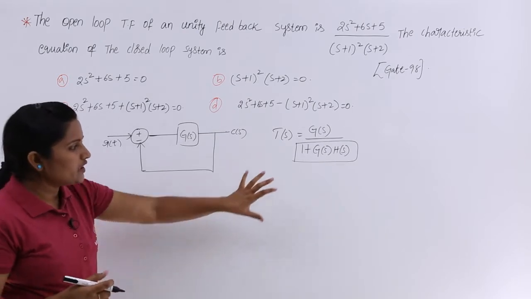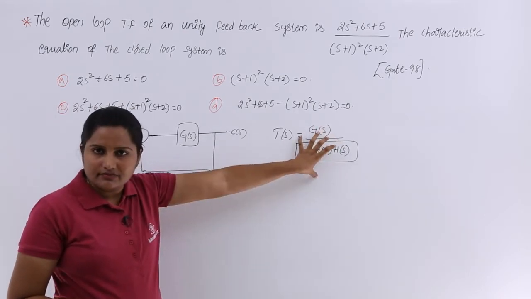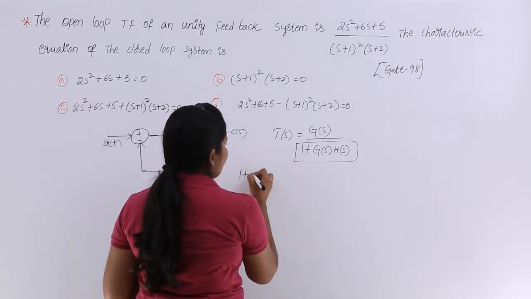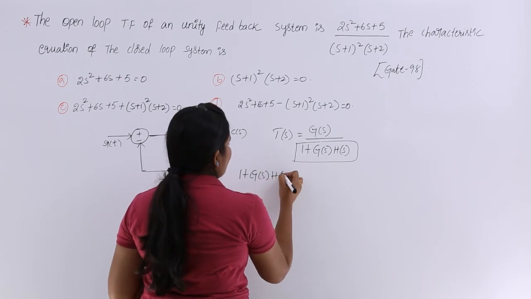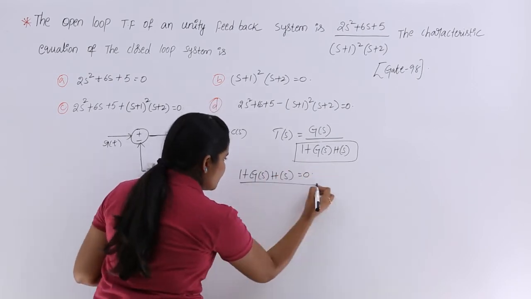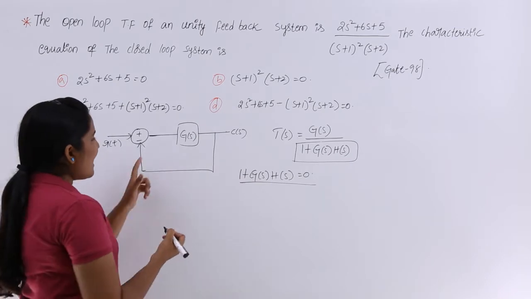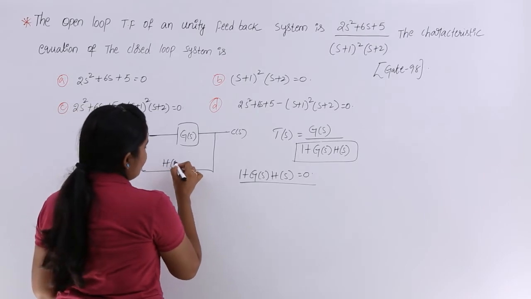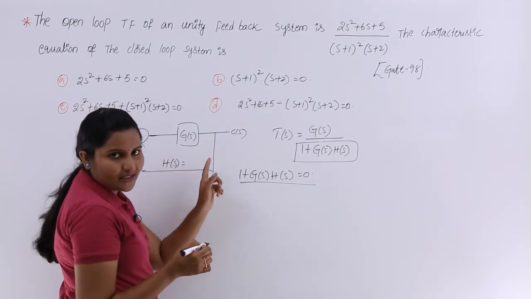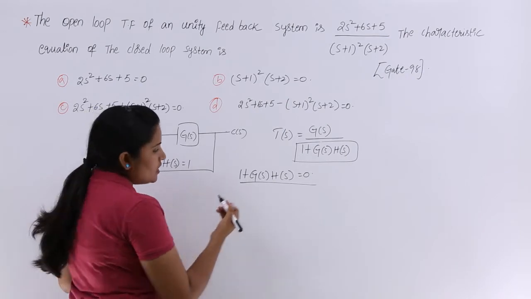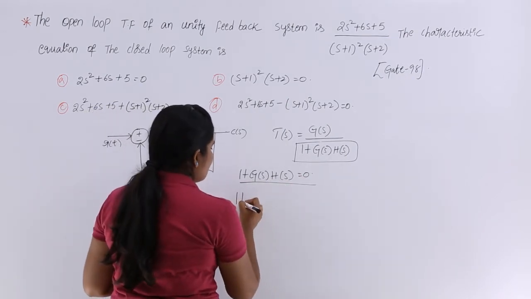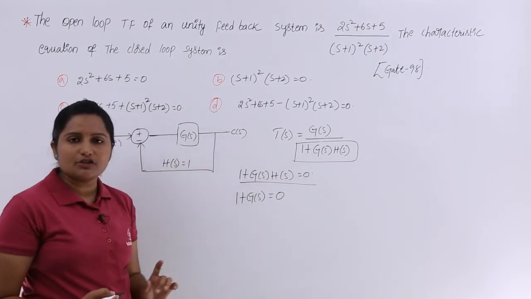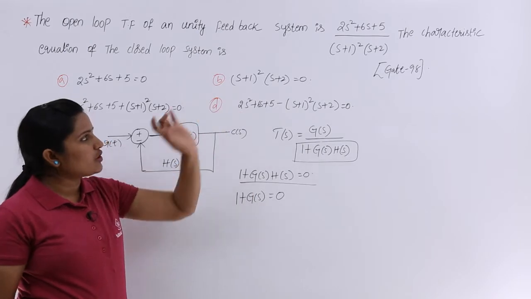Now, we need to find this 1 plus G of S into H of S. When writing it in the form of an equation, you need to write 1 plus G of S into H of S is equivalent to 0. Here, as the feedback is unity feedback, the H of S value is equivalent to 1, that means the feedback gain is 1. So, our characteristic equation will turn to 1 plus G of S is equivalent to 0.